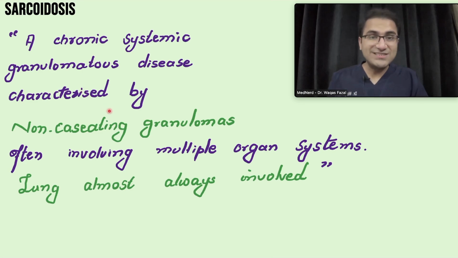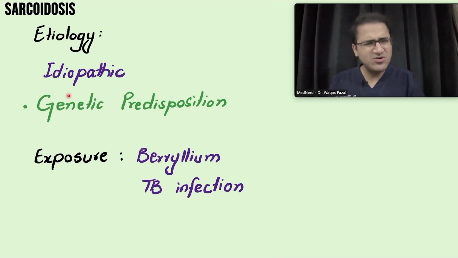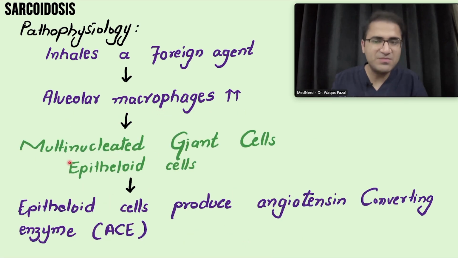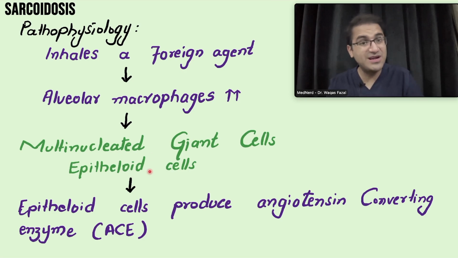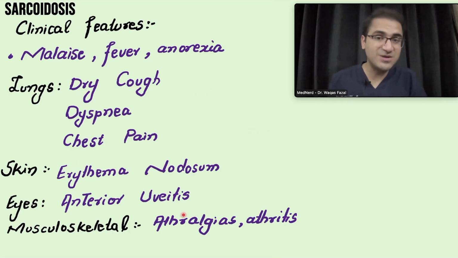We talked about what is sarcoidosis. A granulomatous systemic disease forming non-caseous granulomas, most commonly affects females. Cause is idiopathic, not yet known. Most likely a foreign agent is inhaled that results in activation of macrophages, dendritic cells, activation of B and T cells that results in granuloma formation, and multinucleated giant cells and epithelioid cells are there that produce ACE, angiotensin converting enzyme, that results in more inflammation.